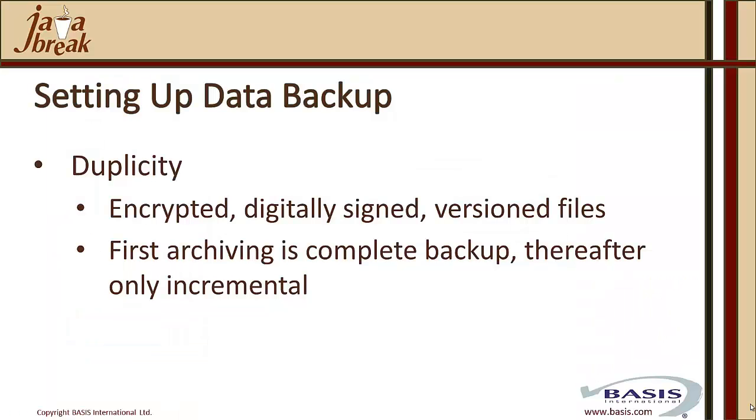The final piece is the data backup piece. We use Duplicity for data backup. Duplicity is a software suite providing encrypted, digitally signed, and versioned backups to a remote server. In the Amazon world, that remote server is referred to as S3. Duplicity devises a scheme where the first archive is a complete backup, and subsequent backups are only adding differences from that first backup. Duplicity is included with the basis AMI, no cost.